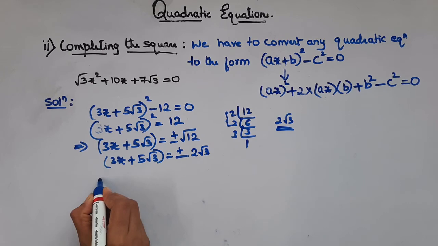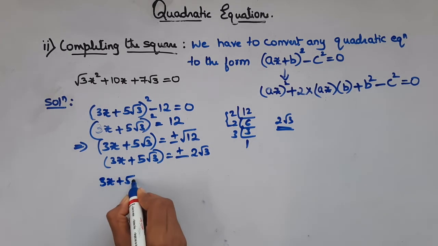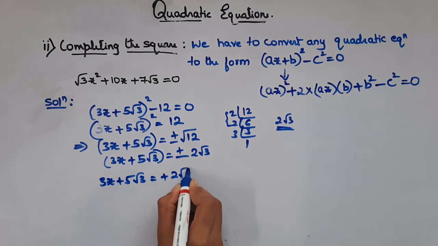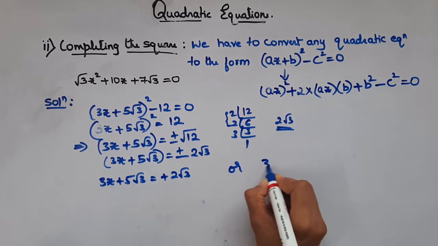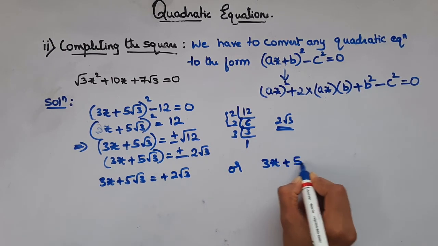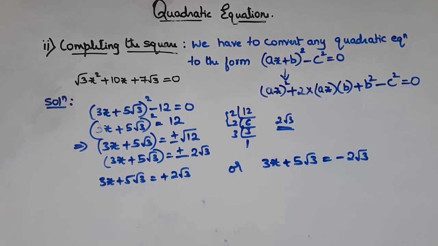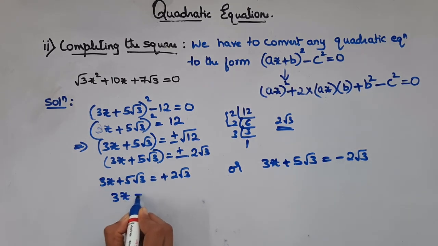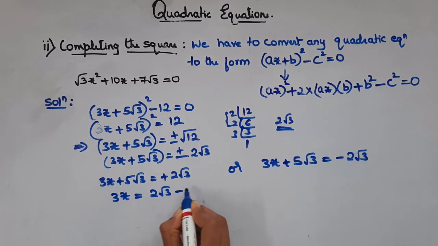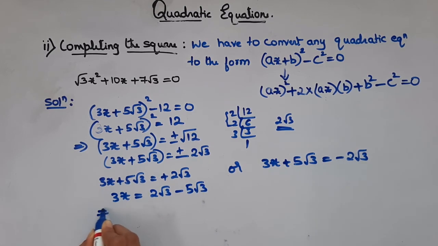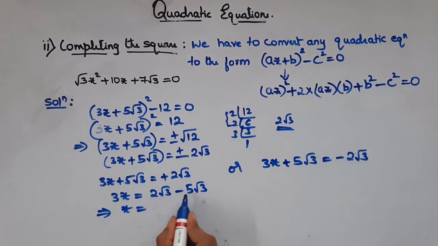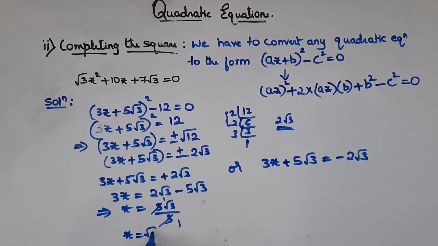This means 3x plus 5 root 3 is equal to plus 2 root 3 or 3x plus 5 root 3 is equal to minus 2 root 3, right? So now we have 3x is equal to 2 root 3 minus 5 root 3, which implies x is equal to 2 root 3 minus 5 root 3 will give you 3 root 3 by 3, right? So 3 1s are 3, so your x is root 3.